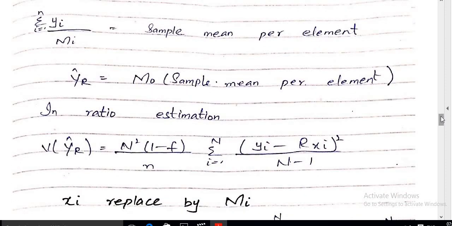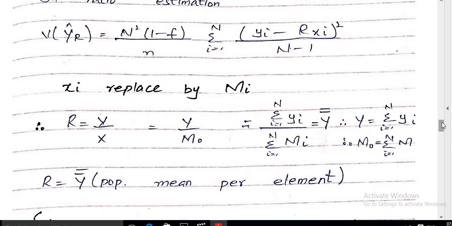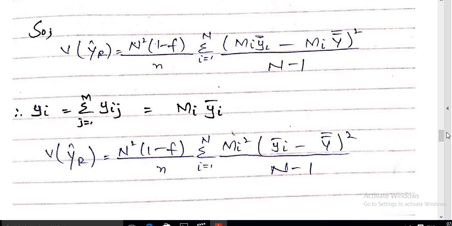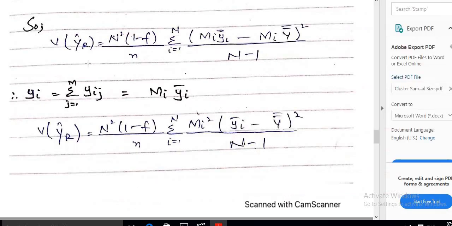In the ratio estimate, the variance of y hat is equal to N square into 1 minus f over n, the sum of i from 1 to capital N of yi minus r xi whole square, divided by capital N minus 1, where xi is replaced by mi. Therefore, the variance of y hat r is equal to N square into 1 minus f over n, the sum of i from 1 to n of mi yi bar minus mi y double bar whole square, divided by capital N minus 1. Y is equal to the sum of j from 1 to n of yij over mi, which is yi bar. Taking mi square common, we obtain this expression.